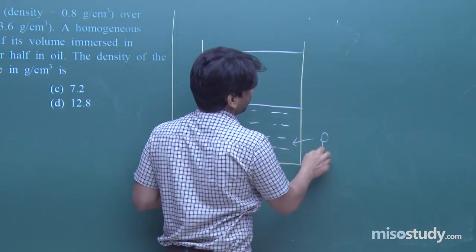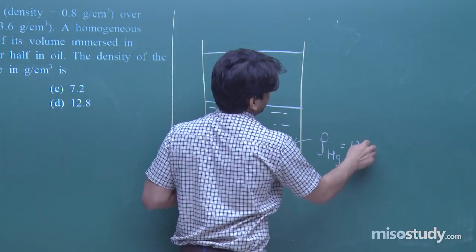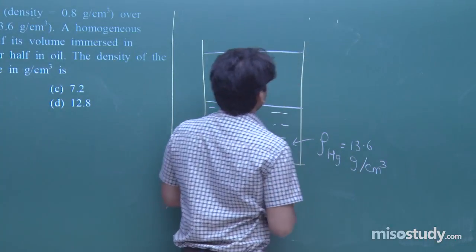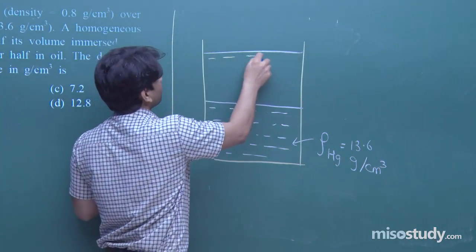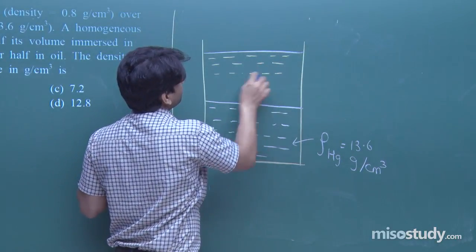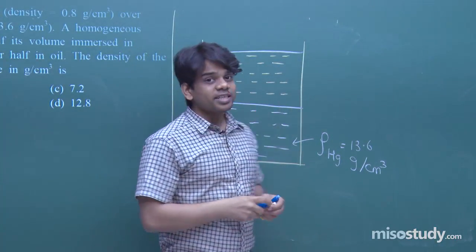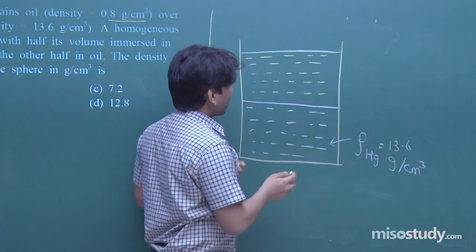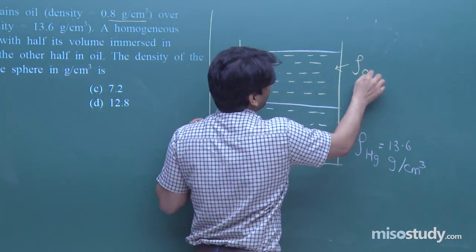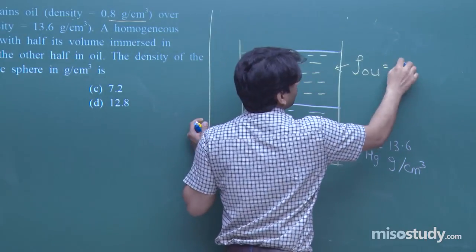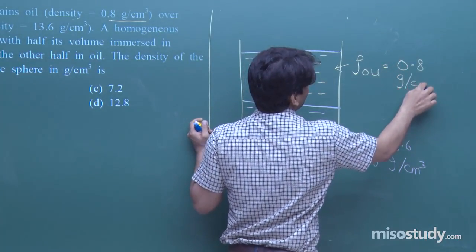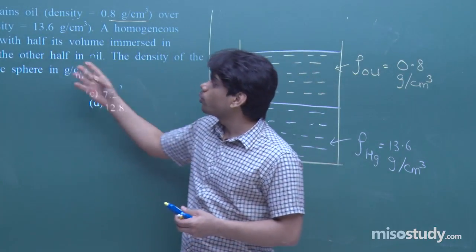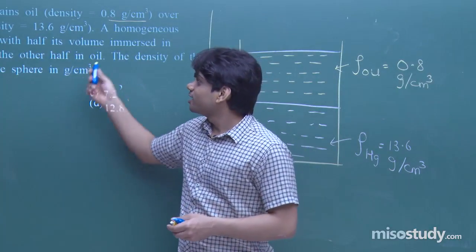So this is mercury, and the density of mercury is given as 13.6 with proper SI units, gram per cubic centimeter. Then in the above part you have oil, whose density is different. The density of oil that has been provided to us is 0.8 gram per cubic centimeter. So I am going to use here density of oil equal to 0.8 gram per cubic centimeter. Now this is a homogeneous sphere which floats at the center part. You see a homogeneous sphere floats with half its volume immersed in mercury and the other half in oil.